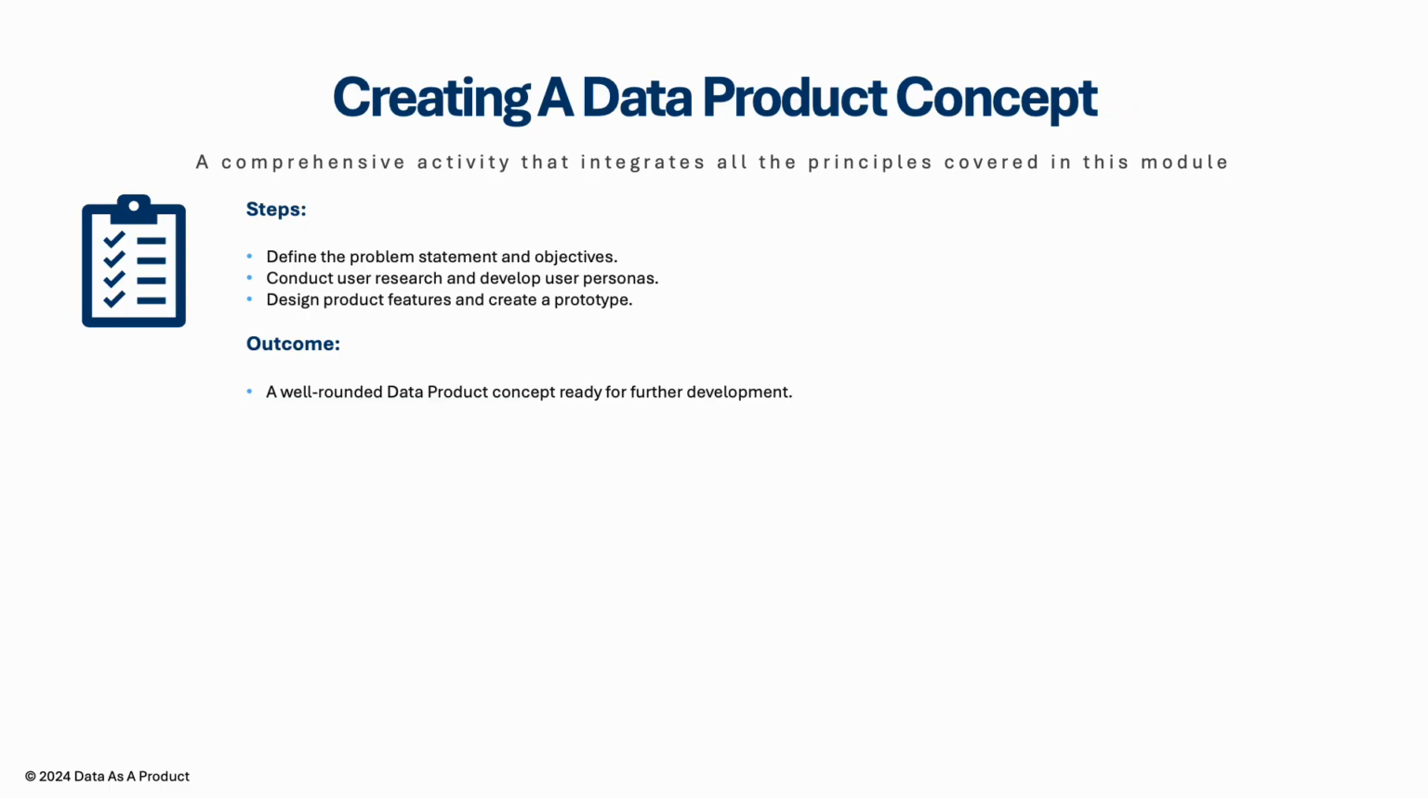Now let's walk through the steps we'll take in this activity. First, we're going to define the problem statement and objectives. Second, we're going to conduct user research and develop user personas. And third, we're going to design product features and create a prototype. The outcome of this activity will be a well-rounded data product concept ready for further development.